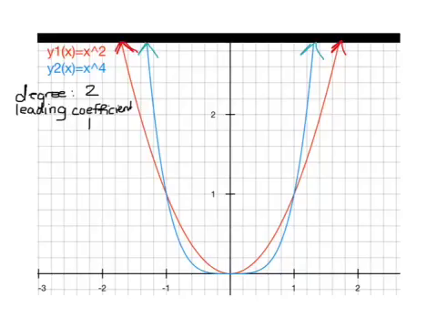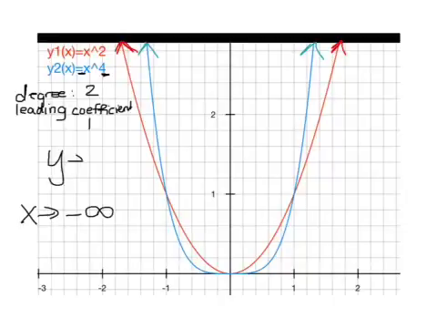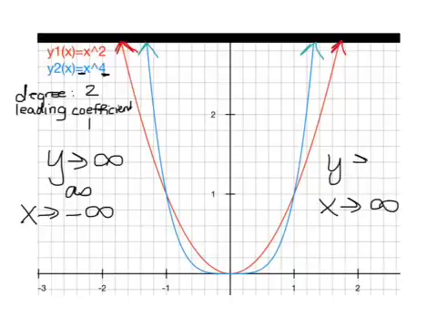And if your degree, the highest exponent, is even and your leading coefficient is positive, as x is approaching negative infinity, our graph is rising. As x is approaching positive infinity, our graph is also rising.